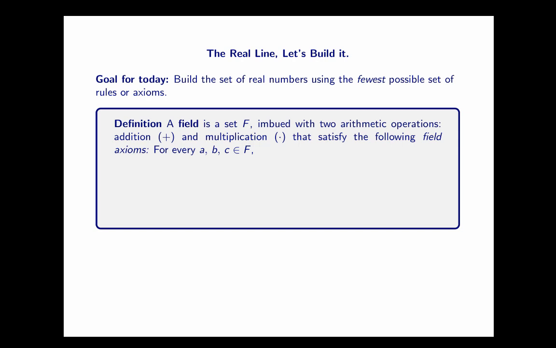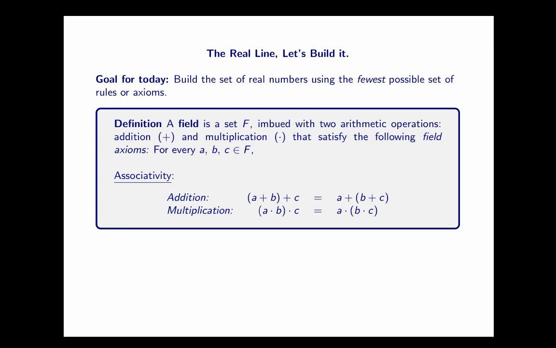So a field is a set F imbued with two arithmetic operations, addition and multiplication, meaning that any two elements of the set F can be added to yield another element of the set F, and any two elements of the set F can be multiplied to yield another element of the set F. And these two arithmetic operations have to follow certain rules. Rules that, well, frankly, we're actually really familiar with because we've been adding and multiplying for quite a while now.